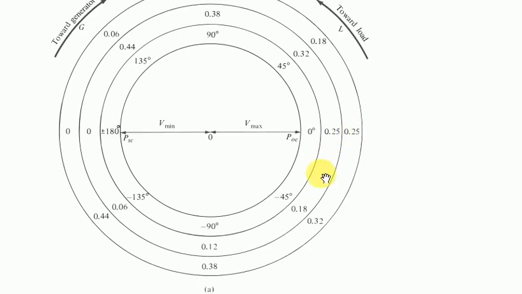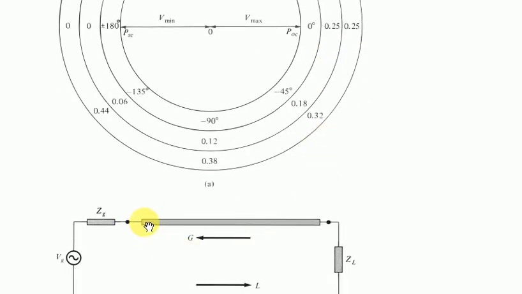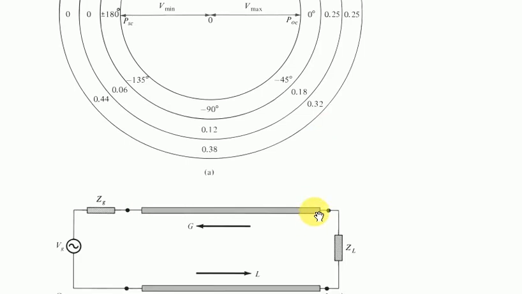Now there are two possibilities. Either you can travel a distance of lambda by 2 along the line starting from the generator side towards the load side, or you can travel a distance of lambda by 2 starting from the load side towards the generator side. In both ways, you travel a distance of lambda by 2.